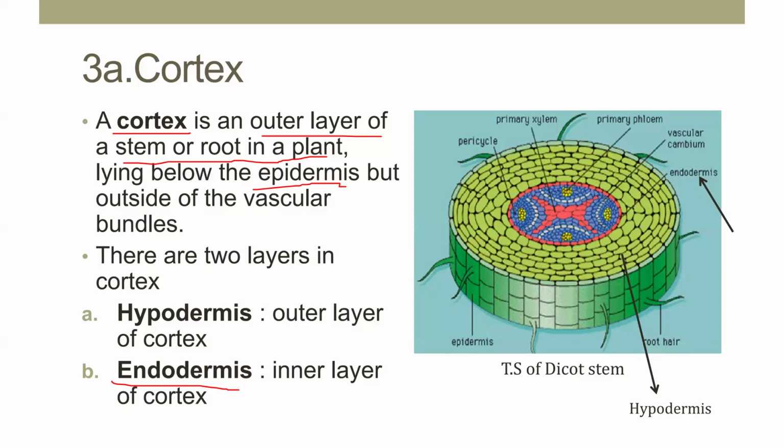So the general cortex tissue may be made up of sclerenchymatous cells in the stems and leaves of the monocots. Okay.